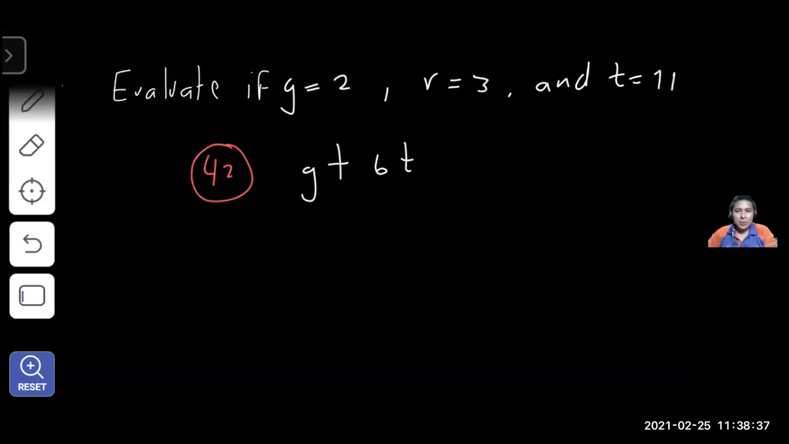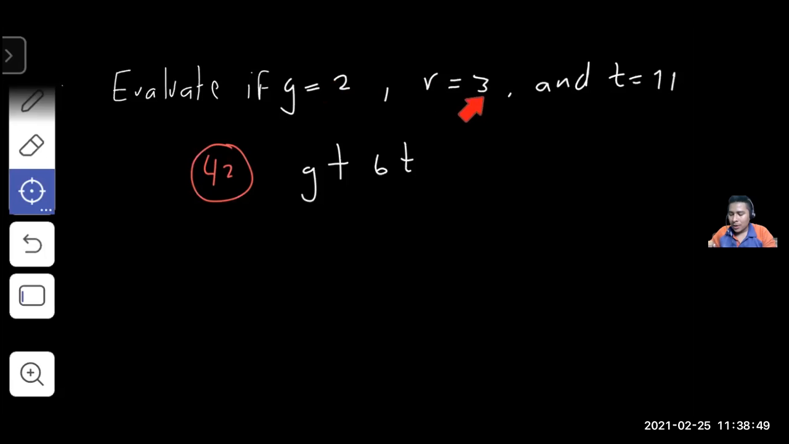All right, this is what we got. We are going to evaluate these algebraic expressions, and we have some values, okay? Instead of this old value, g, now 2 is taking its place, 3 is taking the place of r, and 11 is taking the place of t. What are we going to do, guys?